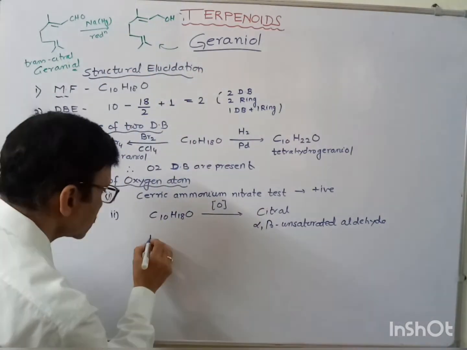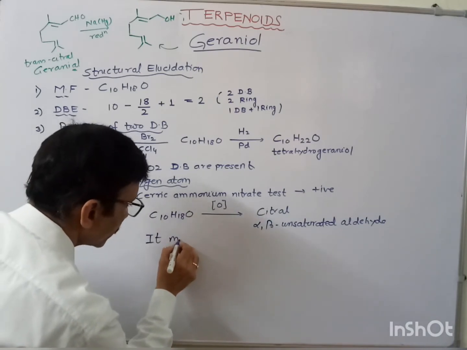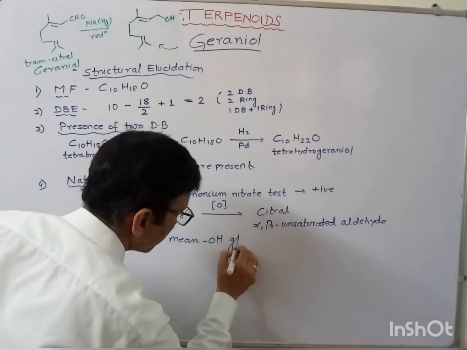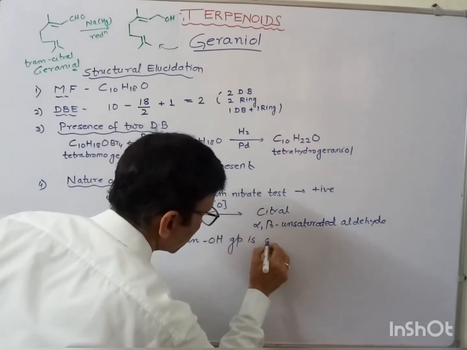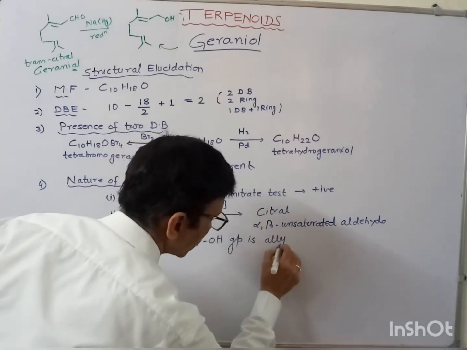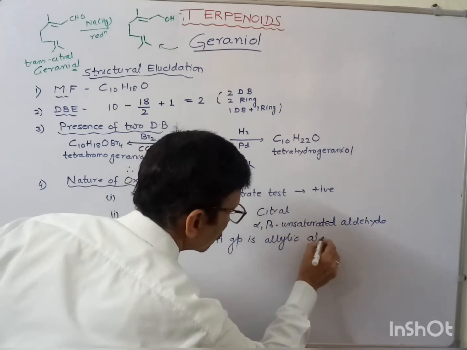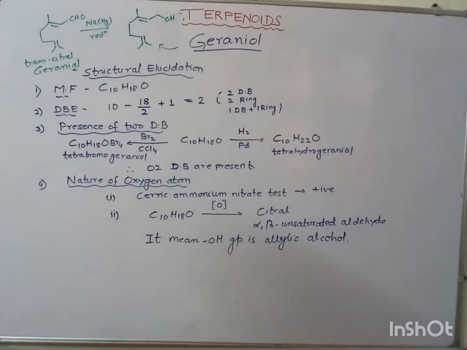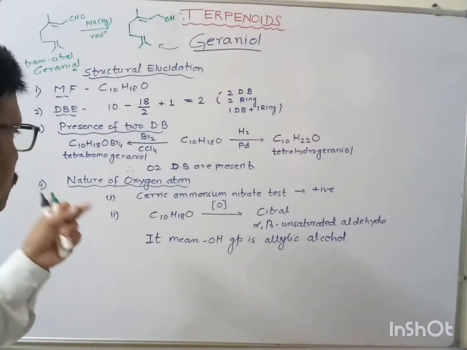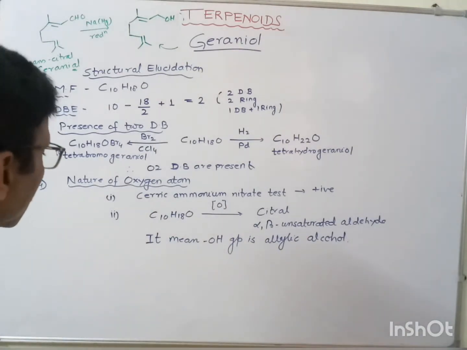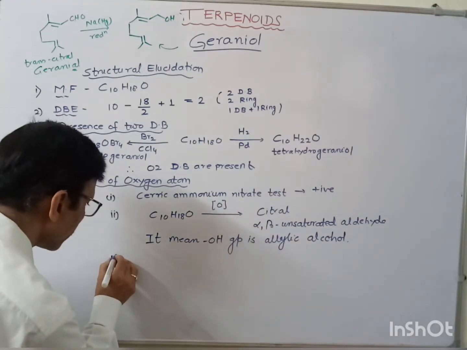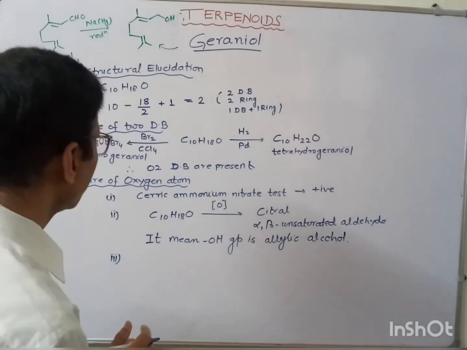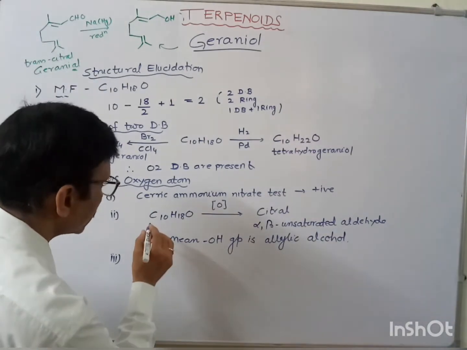So it means the OH group is an allylic alcohol. So these are the two tests, and third, whether it is an allylic alcohol. As this is an allylic alcohol, another test was done.